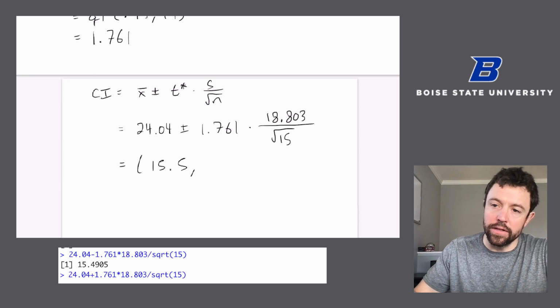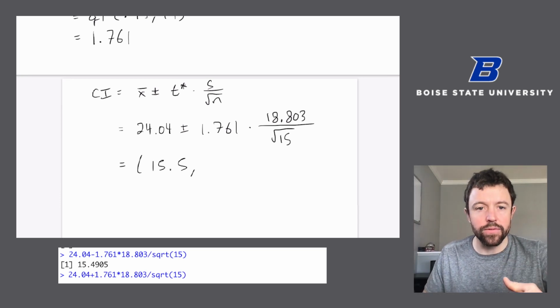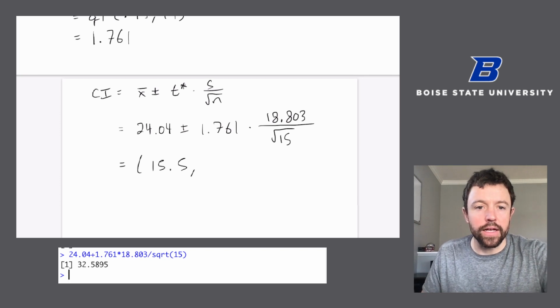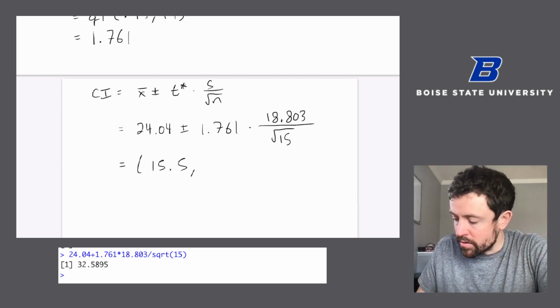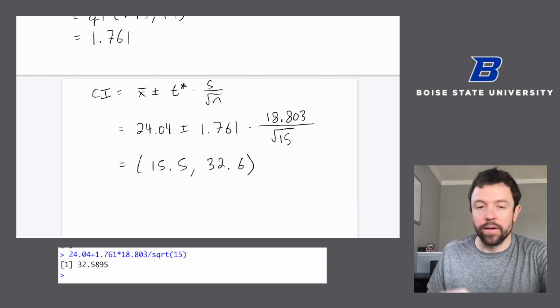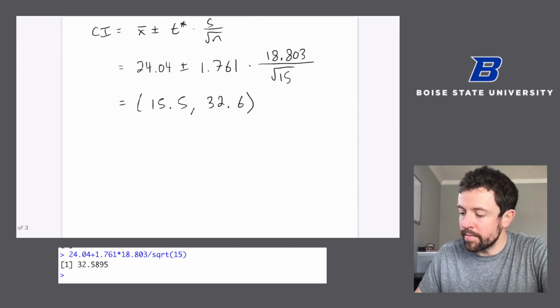I have to add. So once you've clicked enter, you can't edit something. You can copy it, paste it to a new line, and change it. And now I click enter and I get the upper bound, which is 32.6. So that's my whole calculation. So I have my confidence interval.